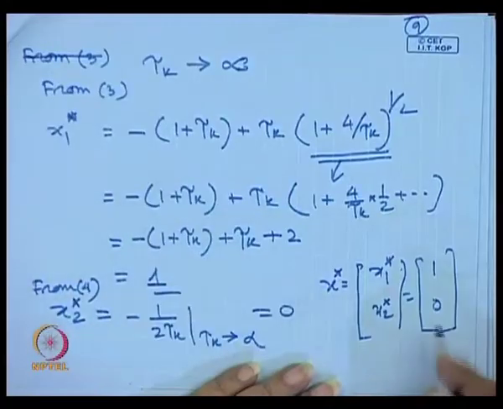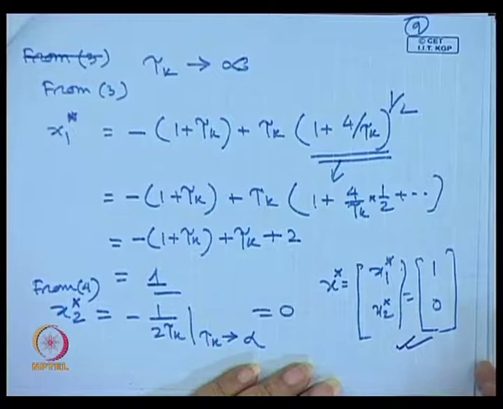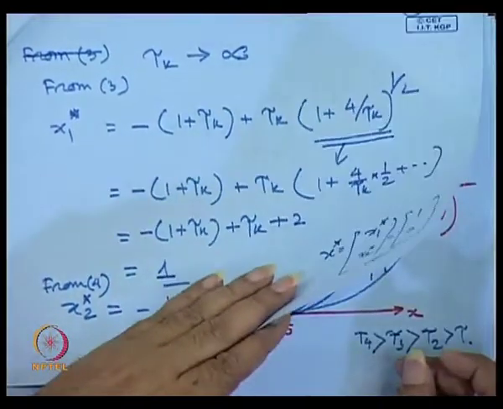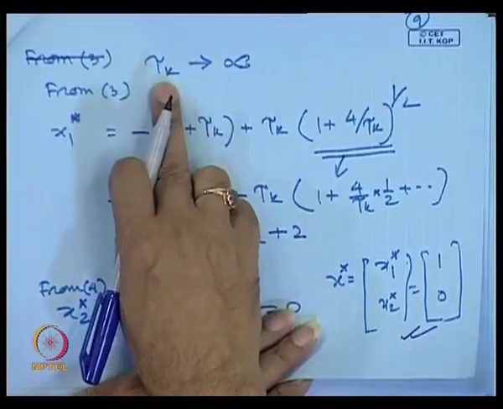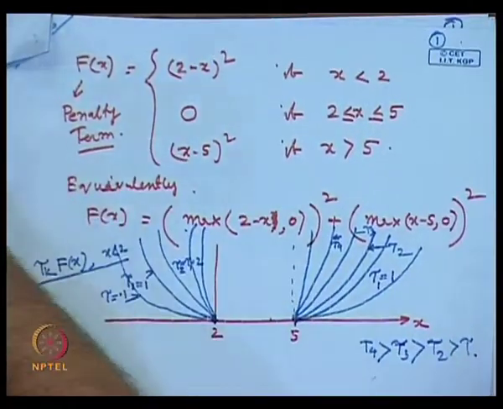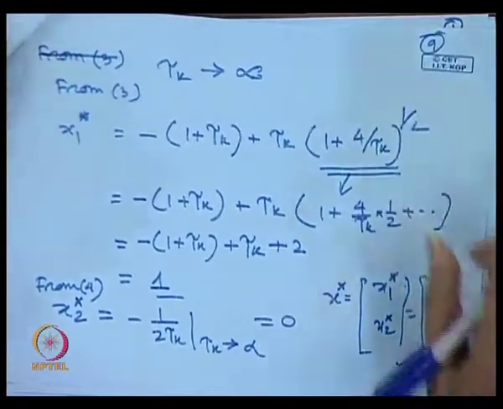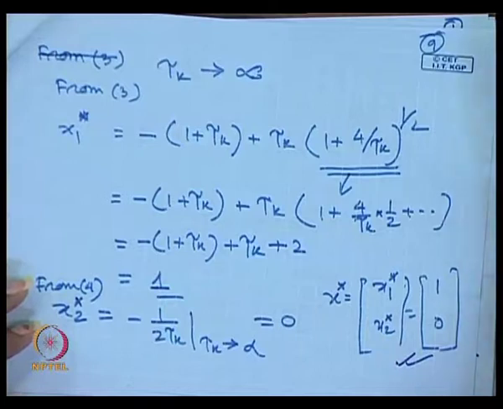Let us solve this problem using the iterative method. From the necessary conditions, equations 1 and 2, we express x1 and x2 in terms of tau k. Now I will change tau k from a small value to a very large value, toward infinity, and we will see how to solve this problem using the iterative method.